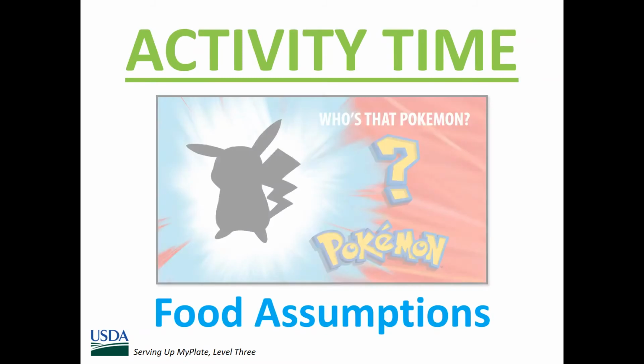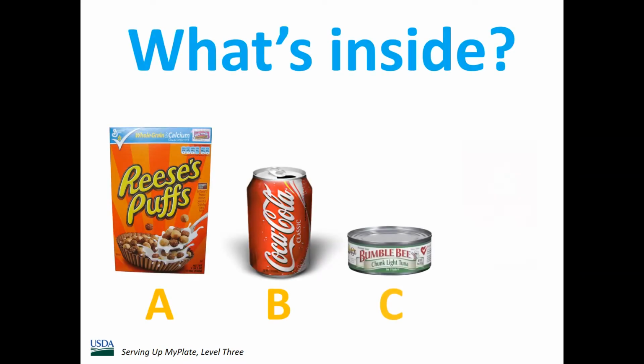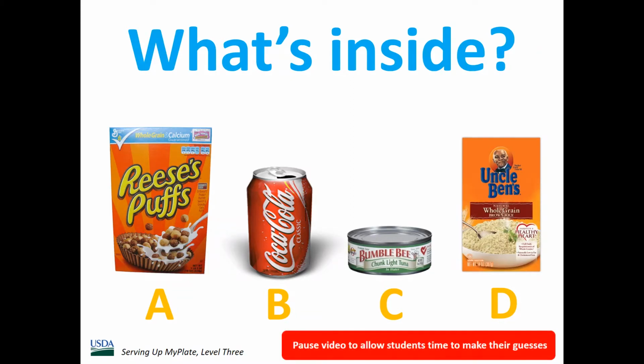Activity time, food assumptions. On the screen are 4 food packages labeled from A to D. For this activity, students will need to work in pairs and make guesses as to what you believe is in each of these packages. When you have your answers, write them down on a piece of paper. Please begin.